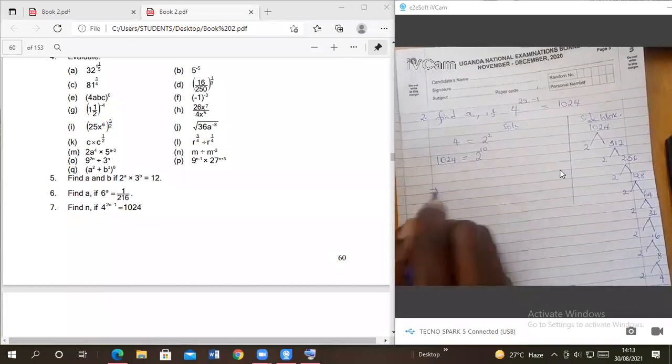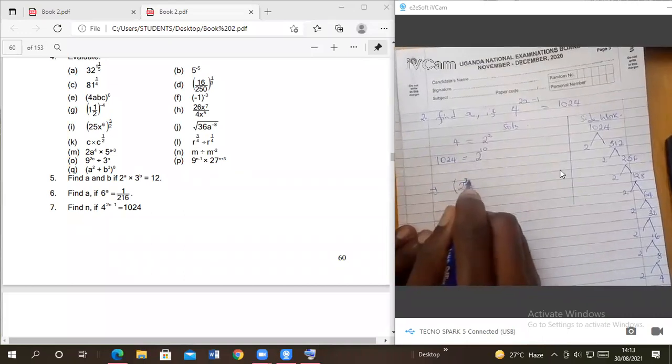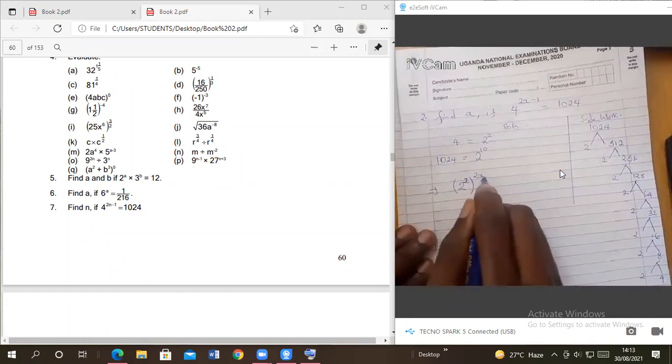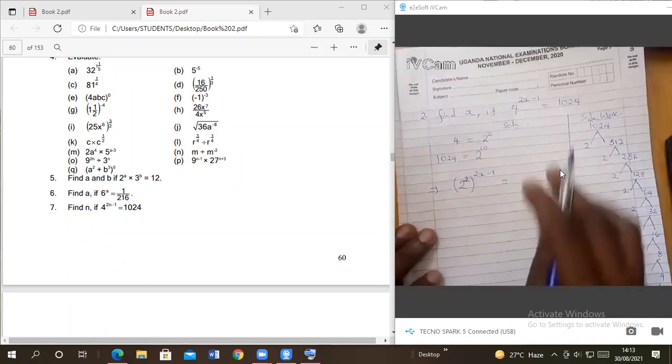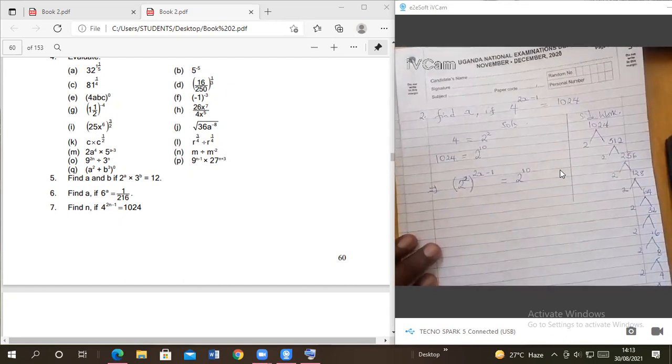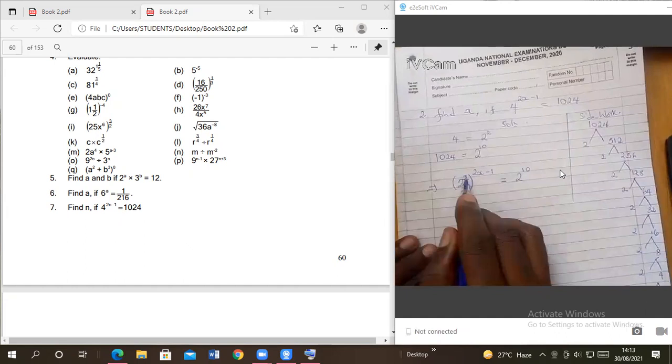So it implies now we shall have 2 to the power 2, which is 4, which is for the 4, again raised to another power, which is 2x minus 1, equals to 1024, which we have calculated. We got 2 to the power 10. So now you see this one. When you recall, let me write recall.